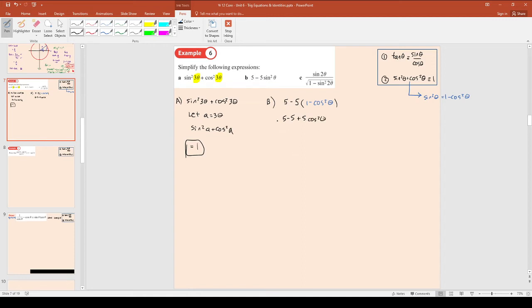Cool. Which means that the answer is just 5 cos squared theta, like a boss. Okay. Now the same deal on C, my buddies.